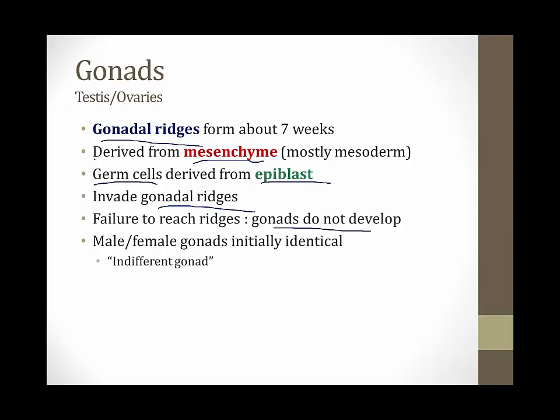So a key element is that germ cells, which come from the epiblast, have to migrate and invade the gonadal ridges. And initially, the male and female gonads in the embryo are identical. This is called the indifferent gonad. It is not yet a testis or an ovary.